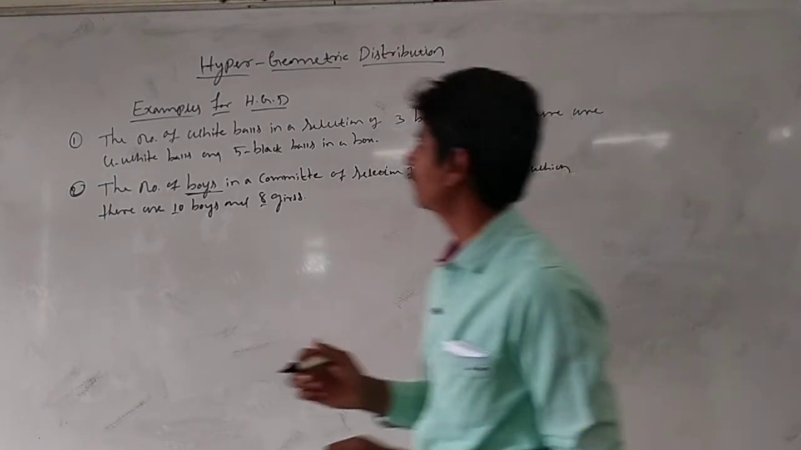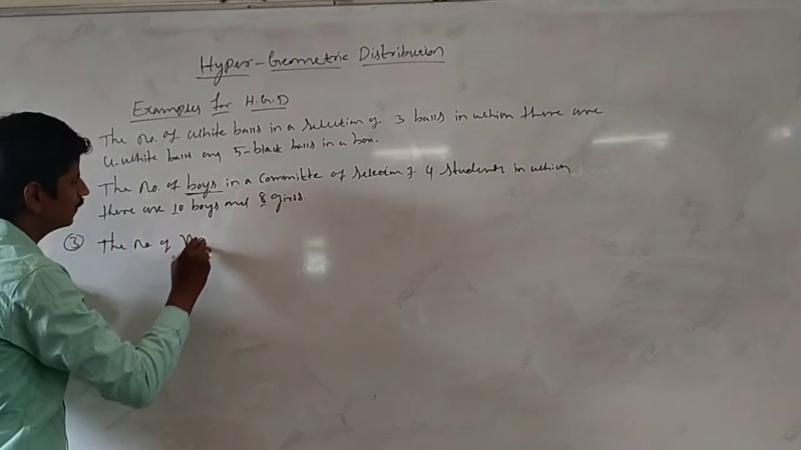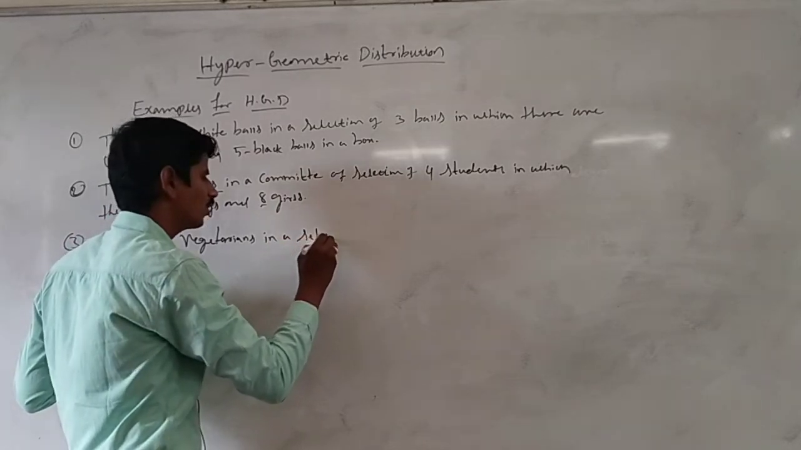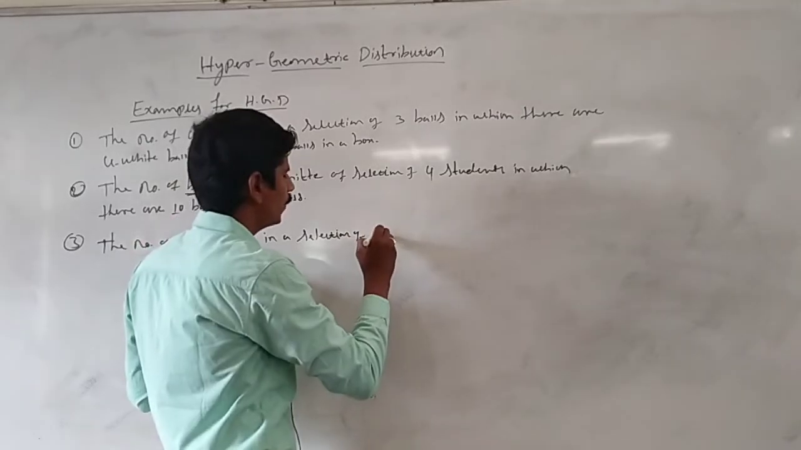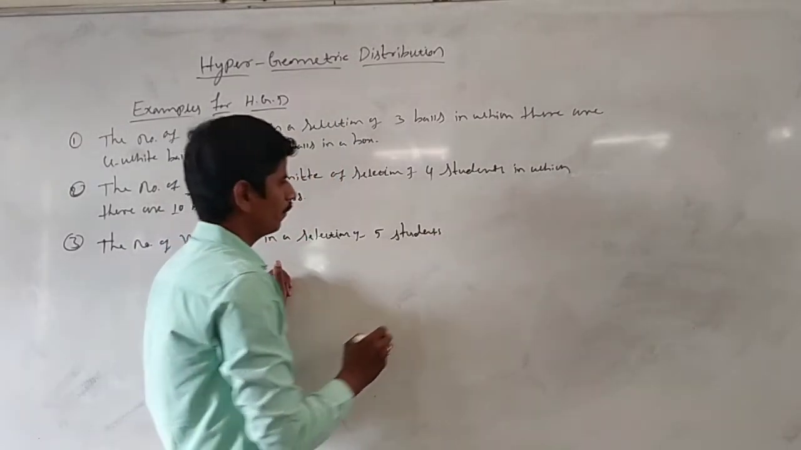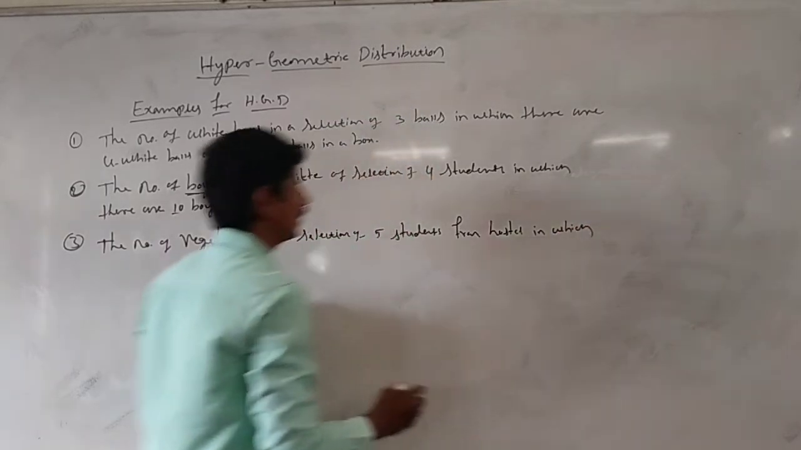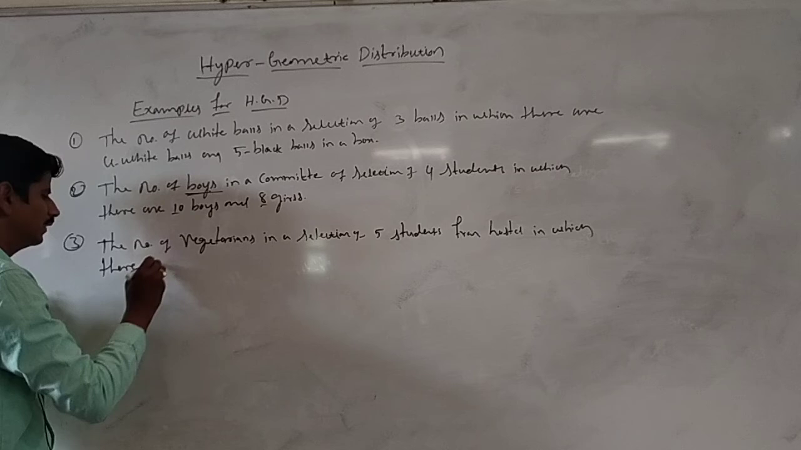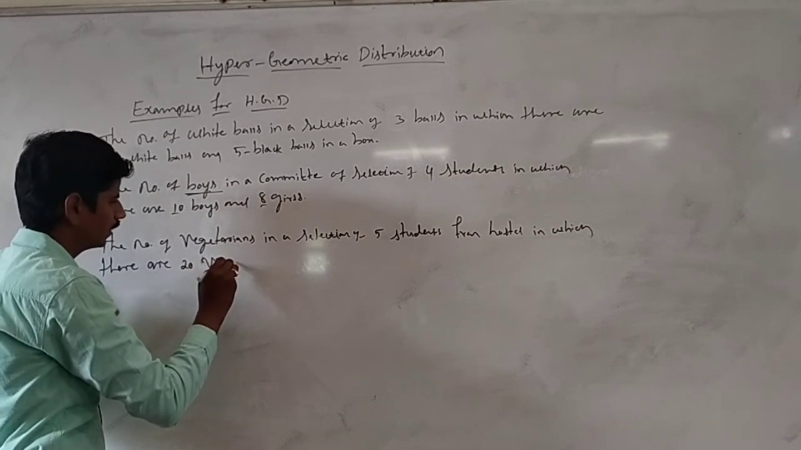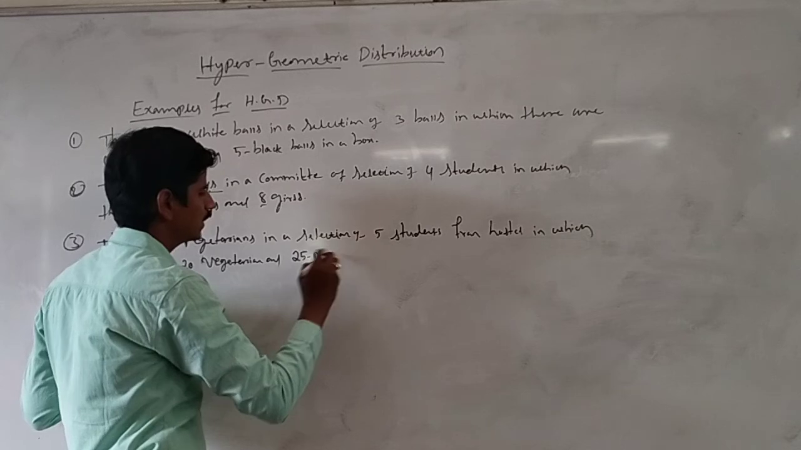Okay. The next one more example. The number of vegetarians in a selection of 5 students from a hostel in which there are 20 vegetarians and 25 non-vegetarians.